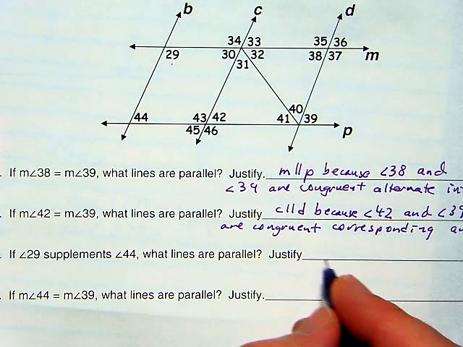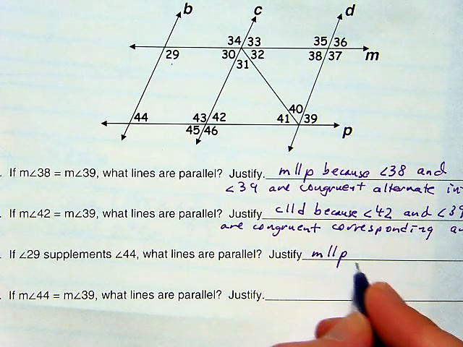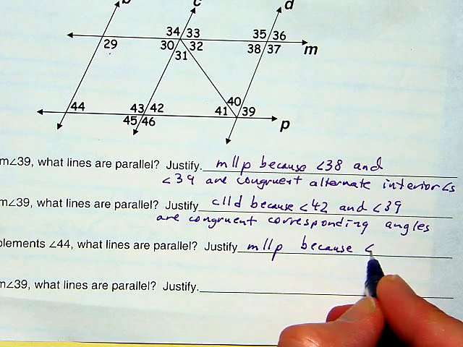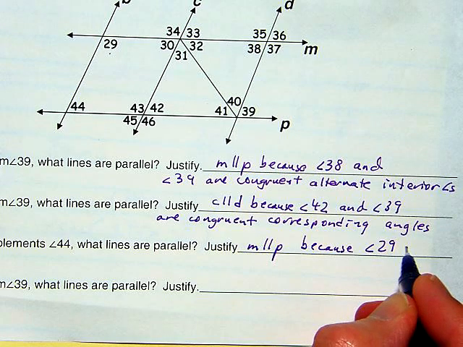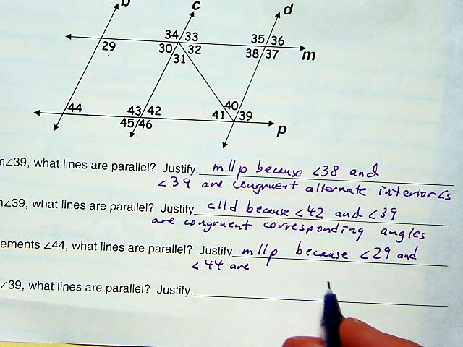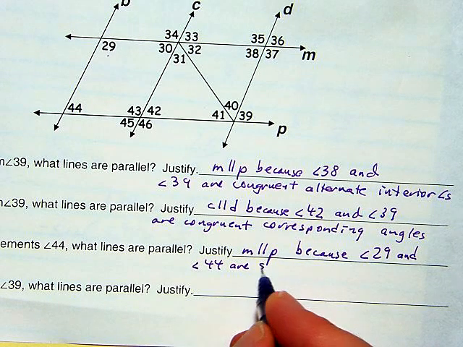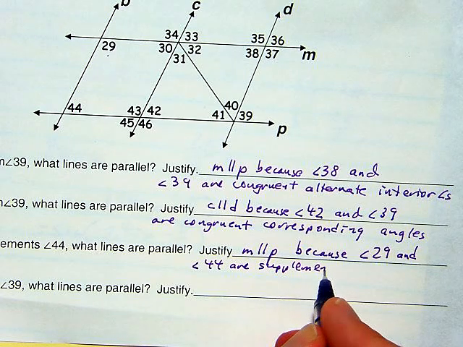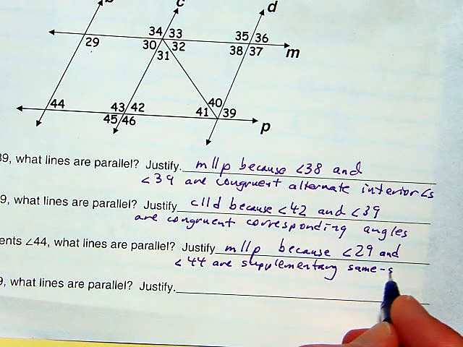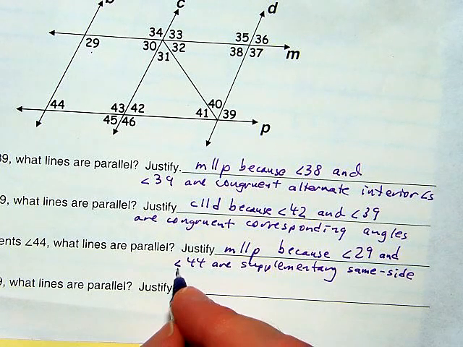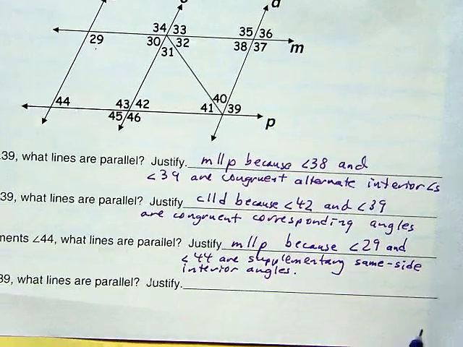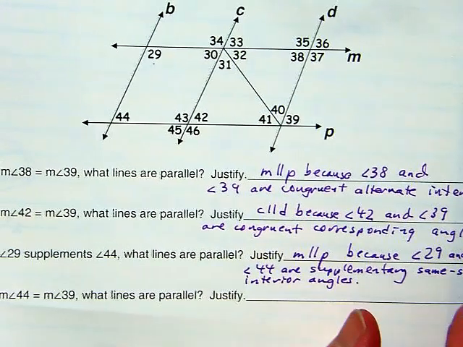So we can say M is parallel to P because angle 29 and angle 44 are supplementary same side interior angles. Okay, good. And finally, our last problem in this section.